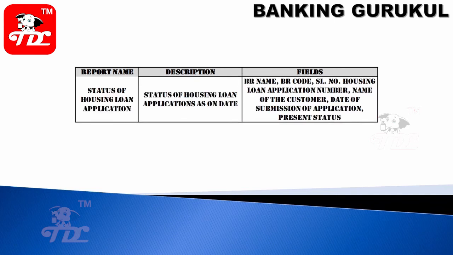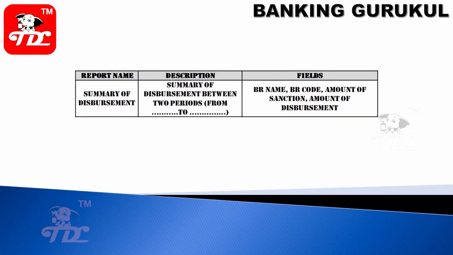Status of housing loan application. So branches or regional office or it may be any department, they will verify this report, like how many loans have entered into the system, how many are pending at valuation, how many are pending at legal, and what is the present status, whether sanctioned or pre-sanction or post-sanction, whether pending at disbursement stage. These details can be generated from this report.